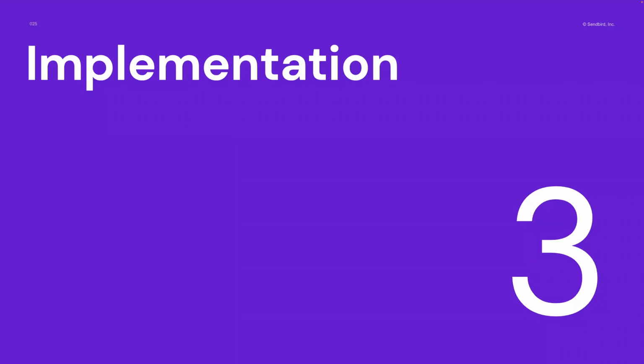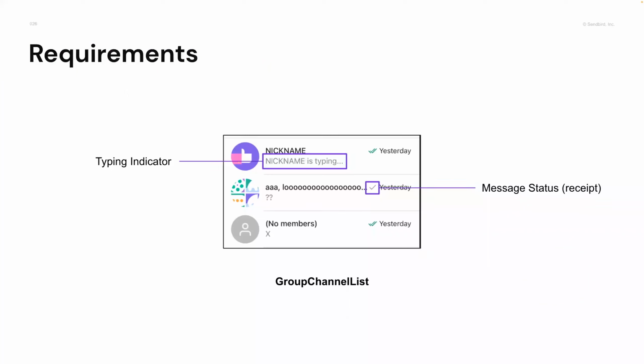Lastly, let's make an implementation by doing a hands-on customization based on the requirements. First, let's check the requirements. What you are seeing is a part of the group channel list screen. Unlike the basic component, you can see that the messages have a typing indicator and message status added next to the date.